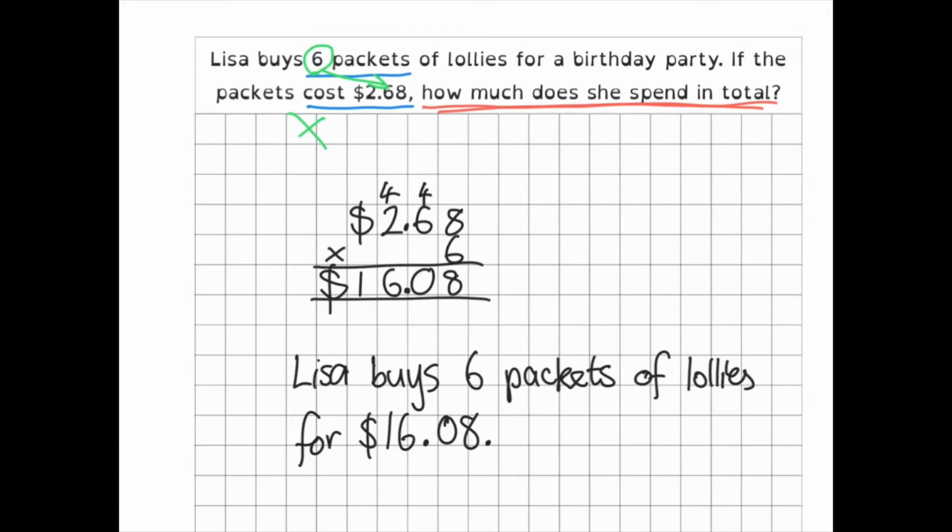So if we want to round $2.68, we can round it up to about $3. Remember, estimating is not exact.